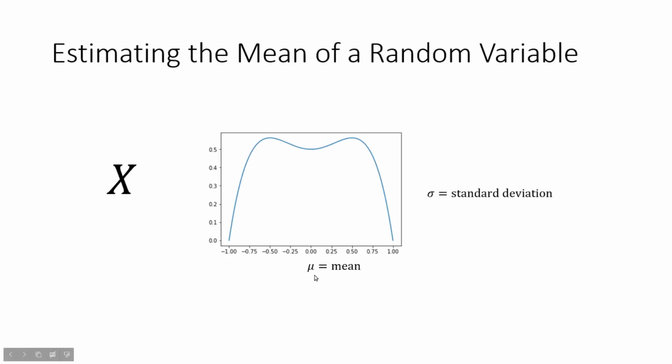We do know that it has a mean of mu. We don't know what that is, though. We don't know what the actual number is. And we know it has some standard deviation, but we don't know what the number is. And the idea here is that we want to estimate what the mean of this random variable x is. We want to know what this number mu is.